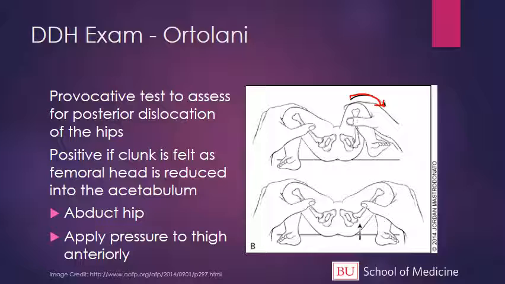Next, the clinician will apply pressure anteriorly. If the hip is dislocated, the clinician should feel the femoral head reduce back into the joint with a clunk while palpating the hip out here.